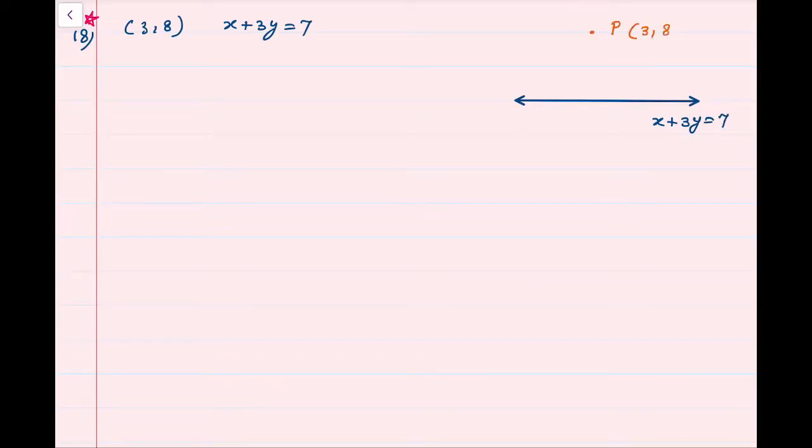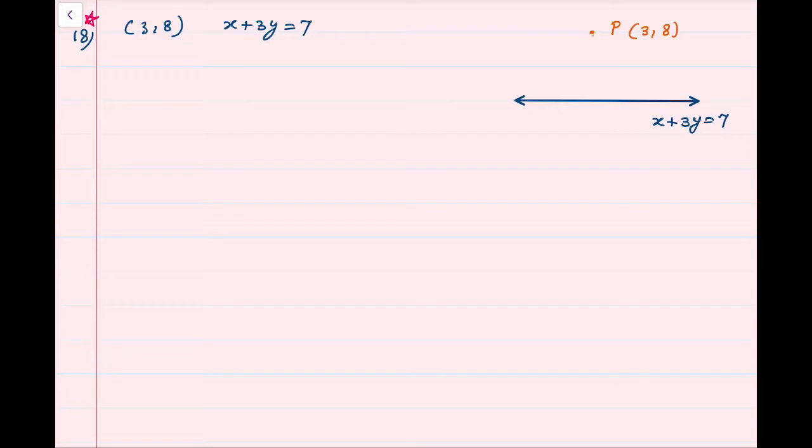Question number 18, and it is an important question. Find the image of the point (3, 8) with respect to the line x + 3y = 7, assuming the line to be a plane mirror. Let this be the given line x + 3y = 7. Let P be the given point (3, 8).